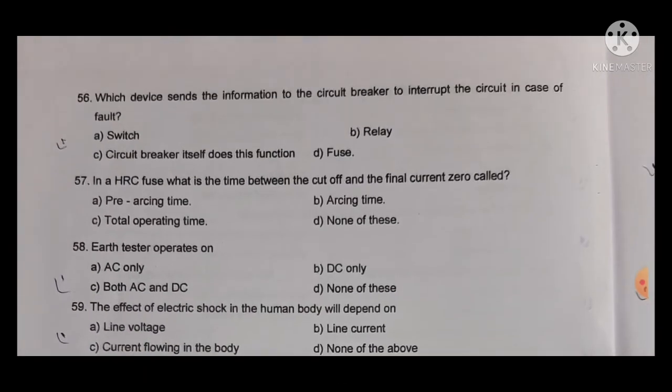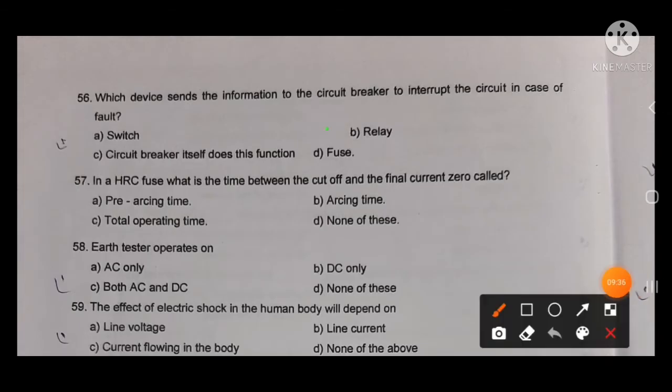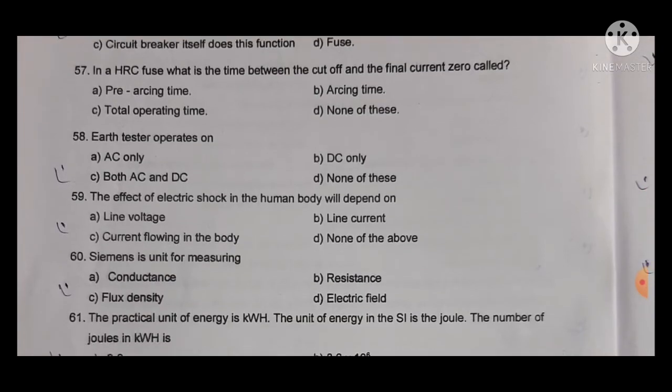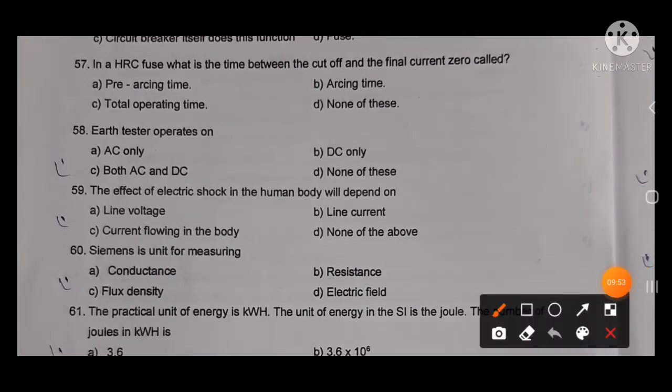So next is question number 56. Which device sends the information to the circuit breaker to interrupt the circuit? The answer is relay. In an HRC fuse, what is the time between cutoff and final current zero? The answer is arcing time. An earth tester operates on DC only, due to the rectifier present in the earth tester. The effect of electric shock in the human body depends upon the current flowing in the body. Siemens is the unit of measuring conductance.